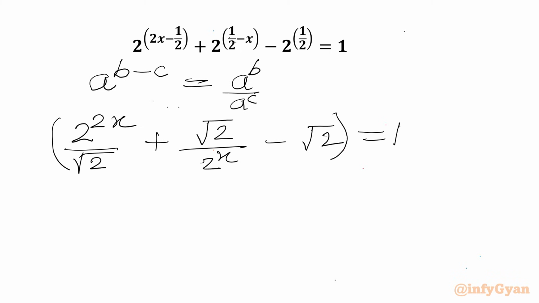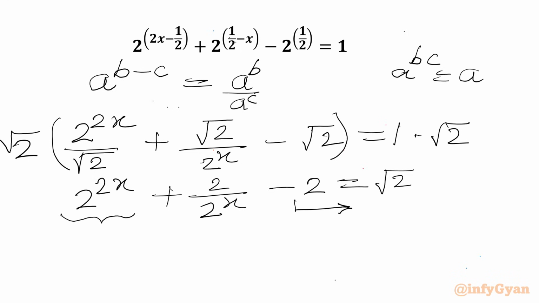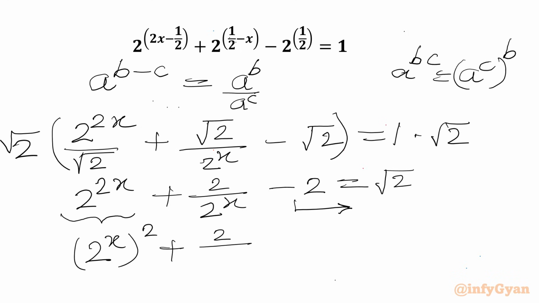Let's multiply our equation with square root 2. So I can get 2 power 2x plus 2 over 2 power x minus 2 equal to square root 2. Now I will take minus 2 to the RHS and here I will apply the property from exponents: a power bc equal to (a power c) whole power b. So I can write (2 power x) whole square plus 2 over 2 power x equal to 2 plus square root 2.